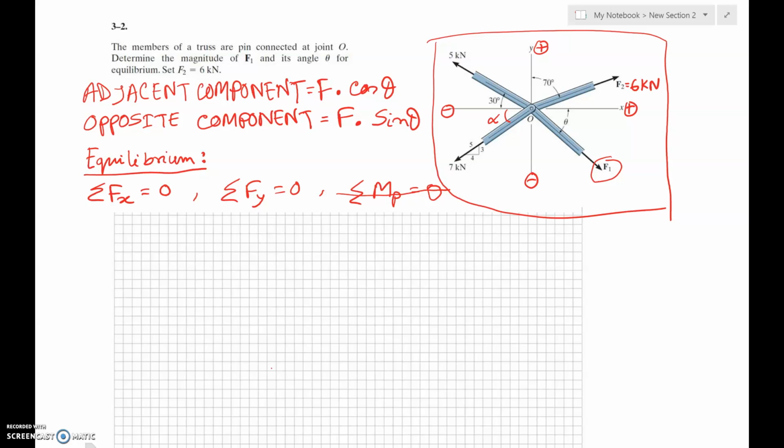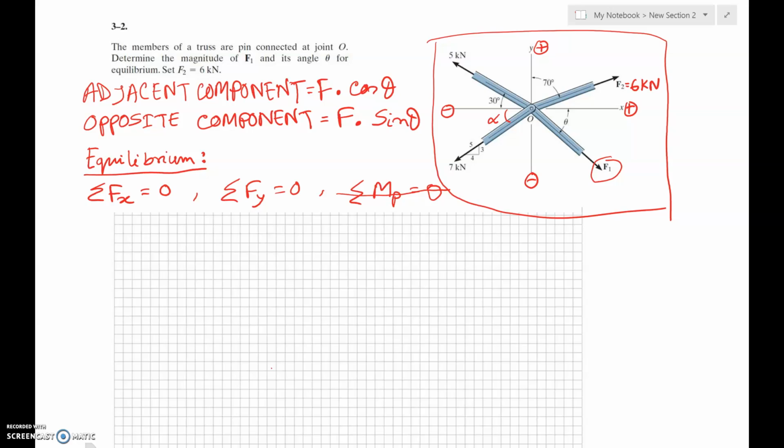Let's review some of our previous knowledge. We know that adjacent component is equal to force times cos theta. So for example, for this 5 kilonewton force and 30-degree angle, this side is the adjacent side because this is the closest one, and this side in the positive y direction will be the opposite side, and the opposite side component is force multiplied by sine theta.